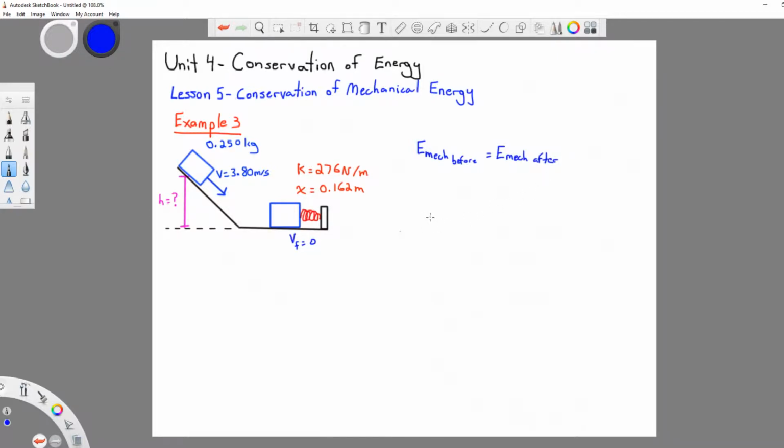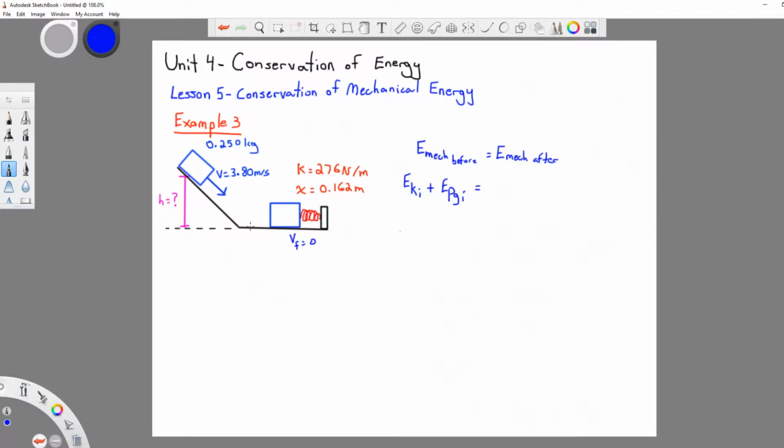And we can start talking about what we have. Initially here we have a block with velocity and also height. There's no spring before though, right? The spring is only over here. So before, because we have velocity, we have kinetic energy initial, and we also have height, so we're going to have potential energy due to gravity initial.